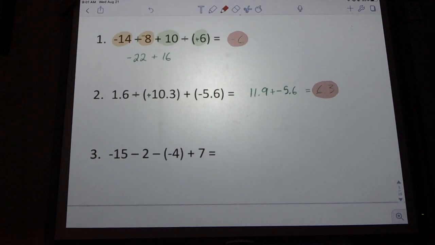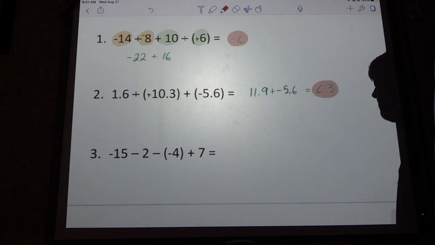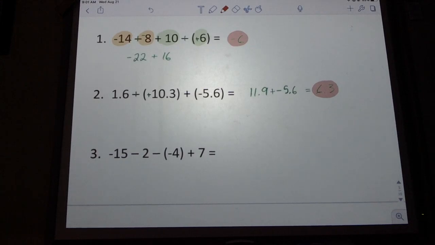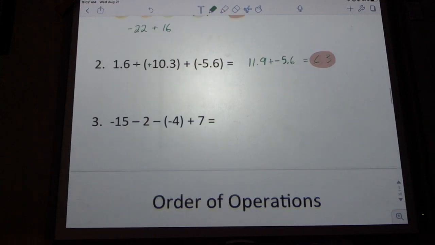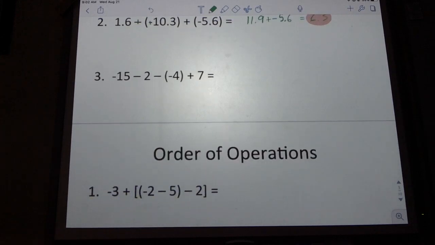Okay, go ahead and do that last one. Chunka. So you can combine those negatives at the beginning, and you can combine those positives at the end, and then subtract negative 6. Did I get that right?